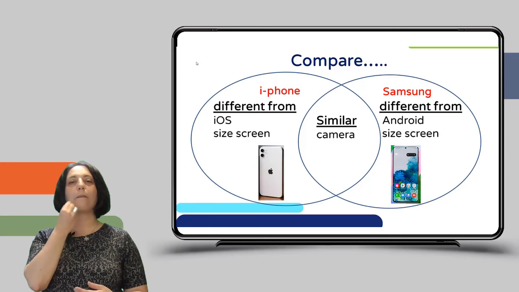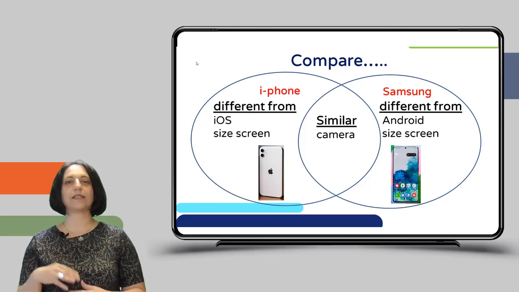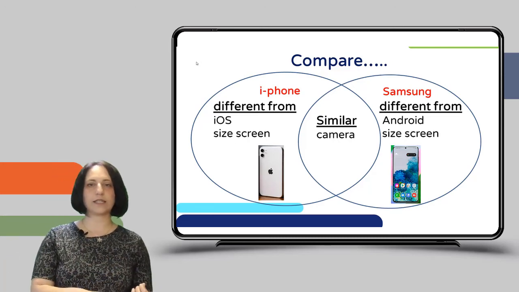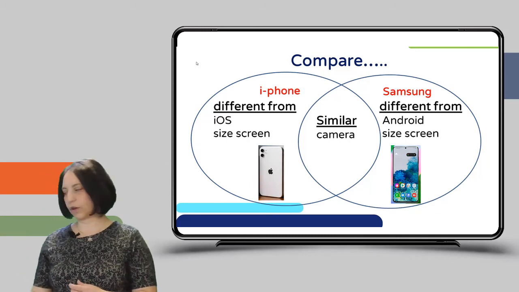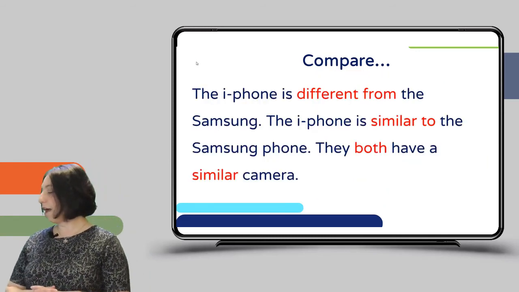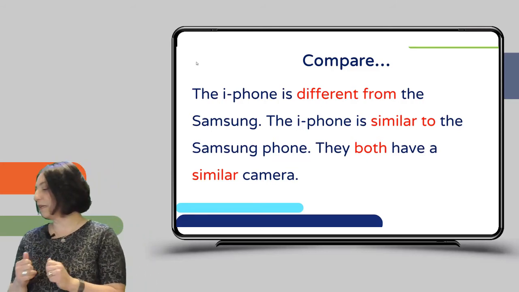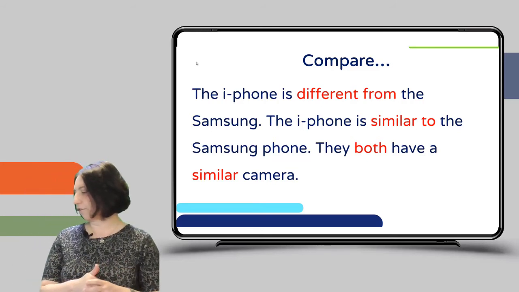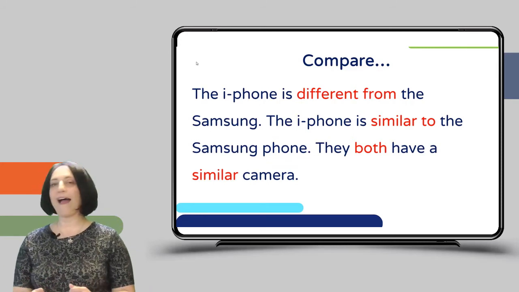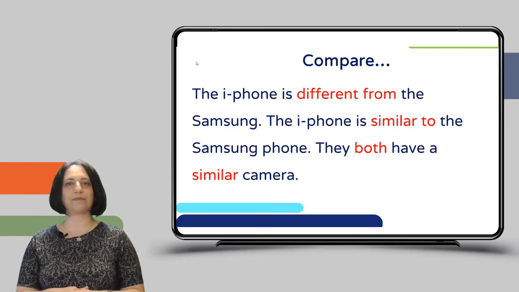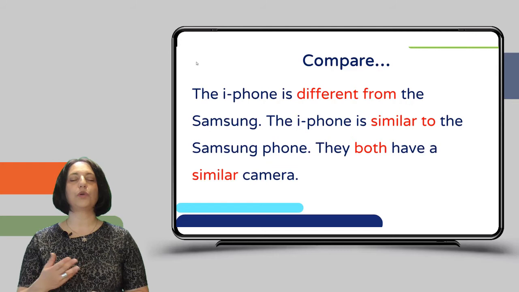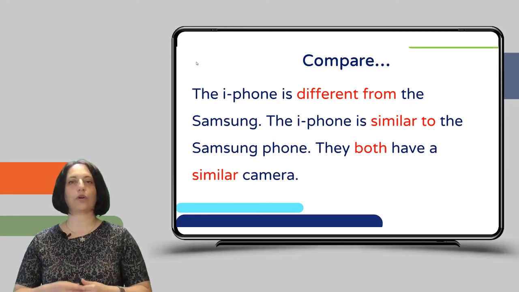Okay, so to think about the similarities and differences, we do that all the time. But I want you to remember these important words: similar, different, same. Okay? The iPhone is different from the Samsung. The iPhone is similar to the Samsung phone. They both have a similar camera. These words you need, and they are very, very important to you.